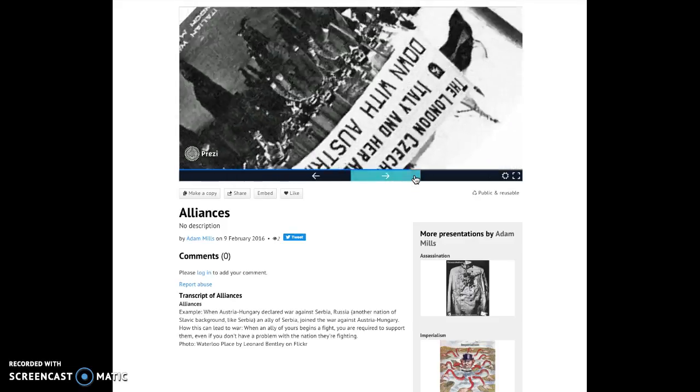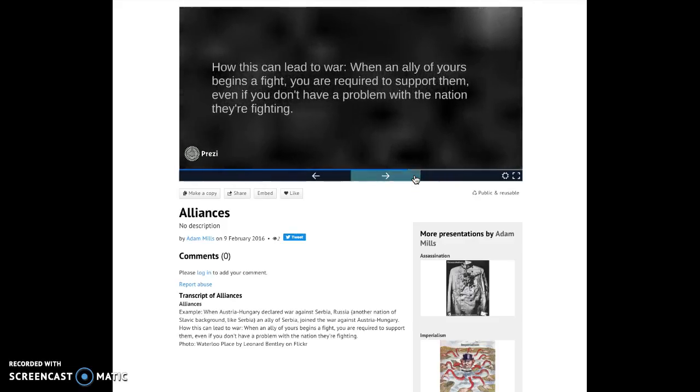In the early 1900s, Europe was connected by a tangled web of alliances. This meant that just about any conflict that broke out, no matter how small, had the ability to draw every nation into war.